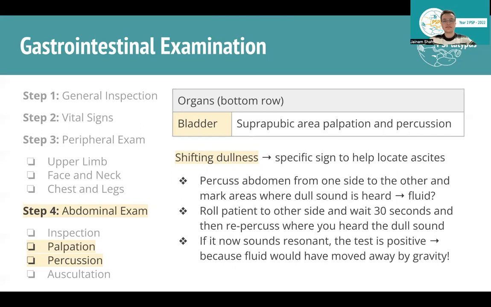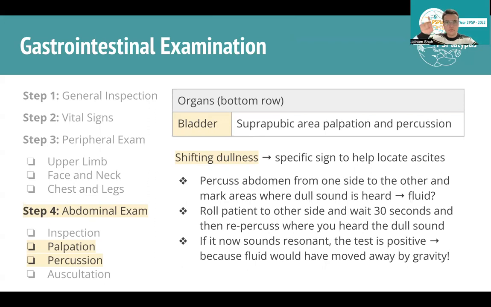So the way that you do it is, the patient is lying down normally, and you percuss their abdomen from one side to the other. If you're starting from the left, you percuss all the way to the right-hand side. And if you hear any dullness, remember that normally, because most of your gut is just gas, you shouldn't really have any dullness. If there's any dullness anywhere, you're thinking, could this be fluid, or is this something else that I need to investigate further?